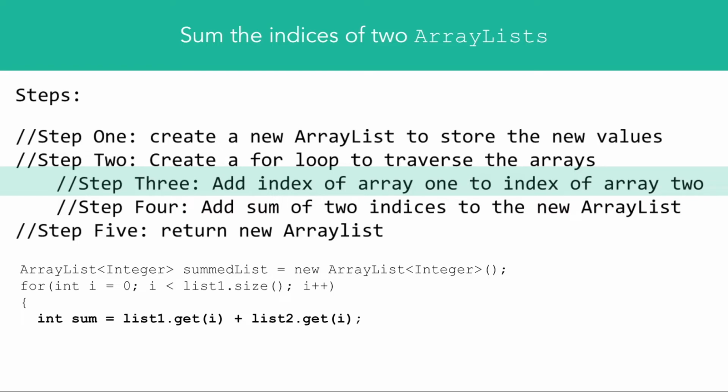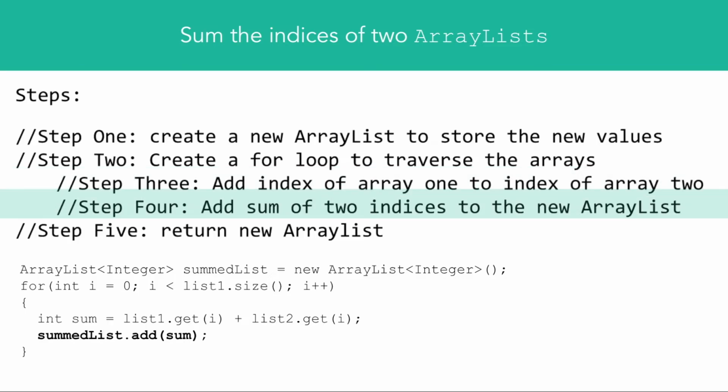Next, we can add the two values at the same index from both array lists together into a summed value. Even though we've created one traversal, we are traversing through two array lists at the same time, grabbing the index in the same location and assigning it to the value sum. Next, we can add the sum value to the summed list, which will put the sum of both array lists in the same index location in the summed list.